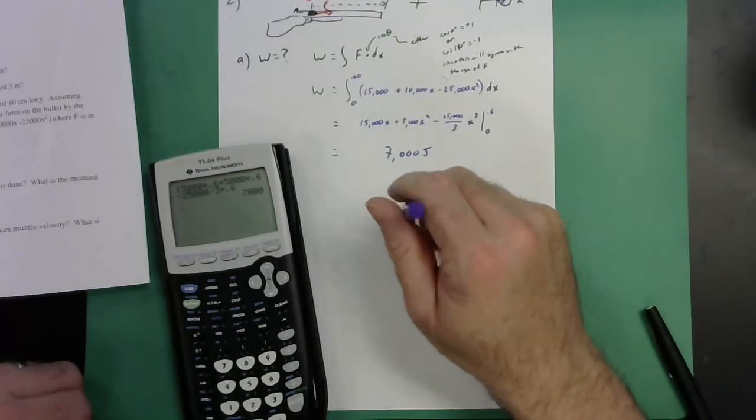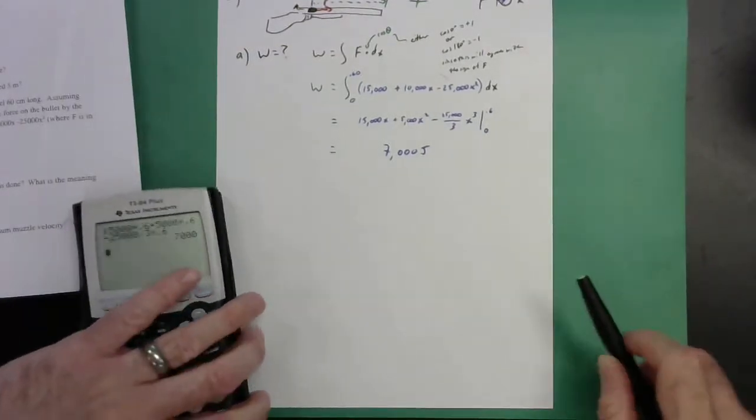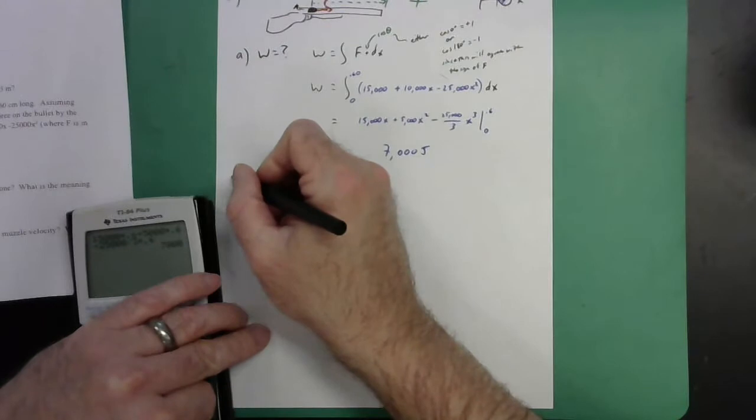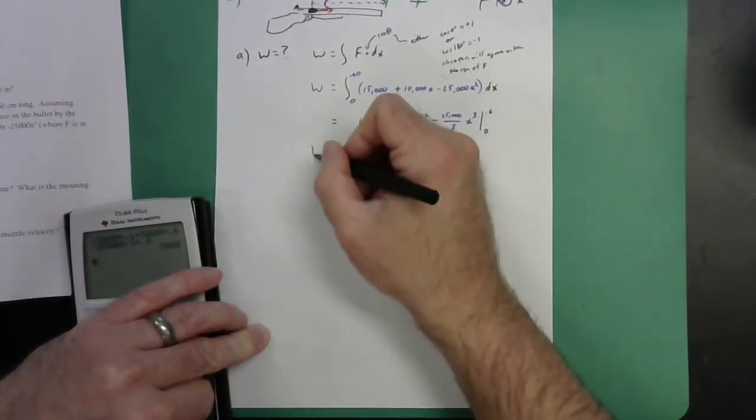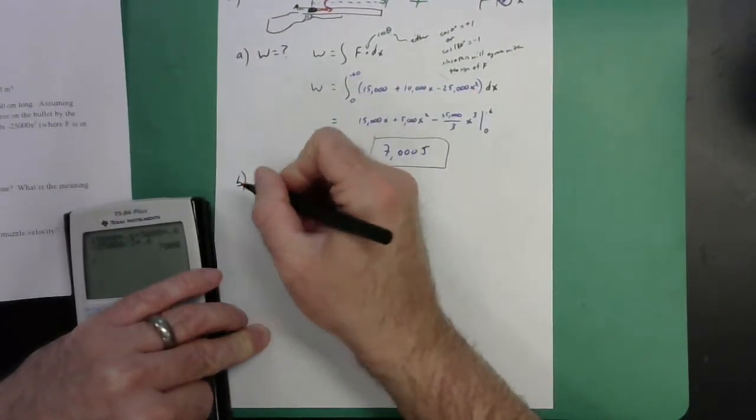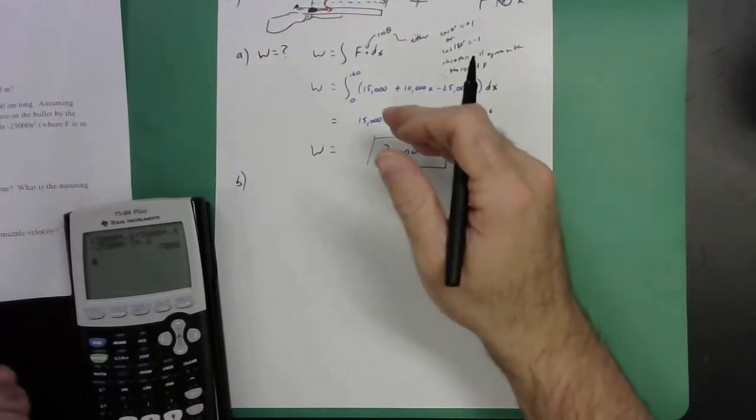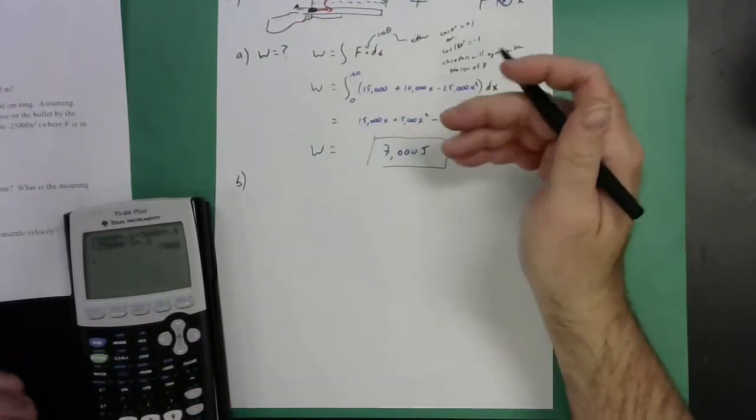All right, moving on. Let's go to part B. Okay, that's my work. Part B says, what if the barrel was 2 meters long? Now how much work is done?